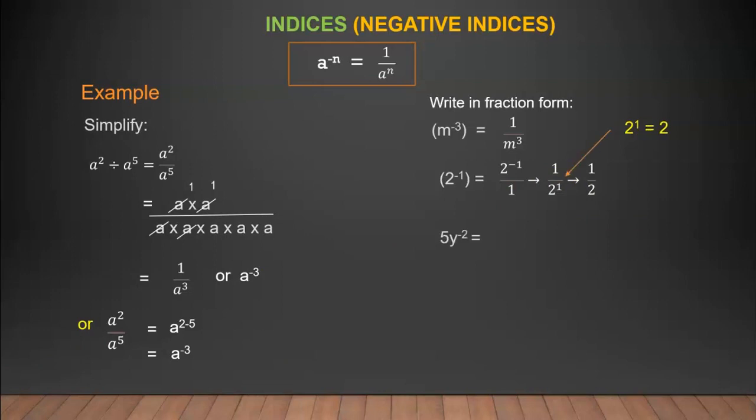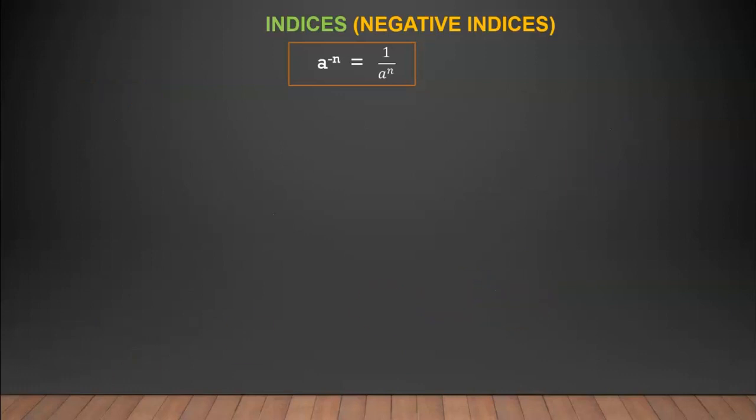5y to the negative 2. Only y has a negative power, so you leave the 5 in the numerator, and y to the negative 2 you write down as a denominator. So you have 5 over y to the second power. If you have (2y) to the negative 3, the whole thing is raised to the negative power. There's an invisible 1 here as denominator, so we get the reciprocal. That means we flip it. The 1 goes to the top and the 2y goes to the bottom with the negative 3 power changed to positive. Now let's look at some more examples.